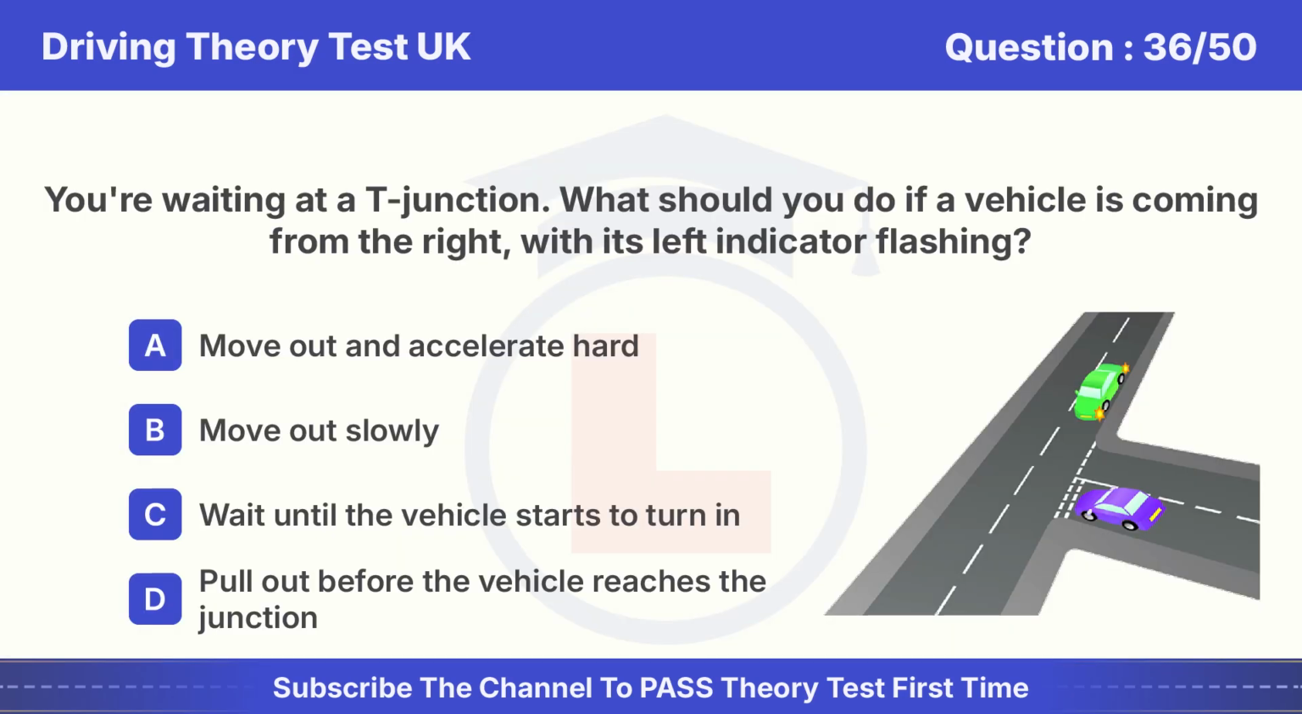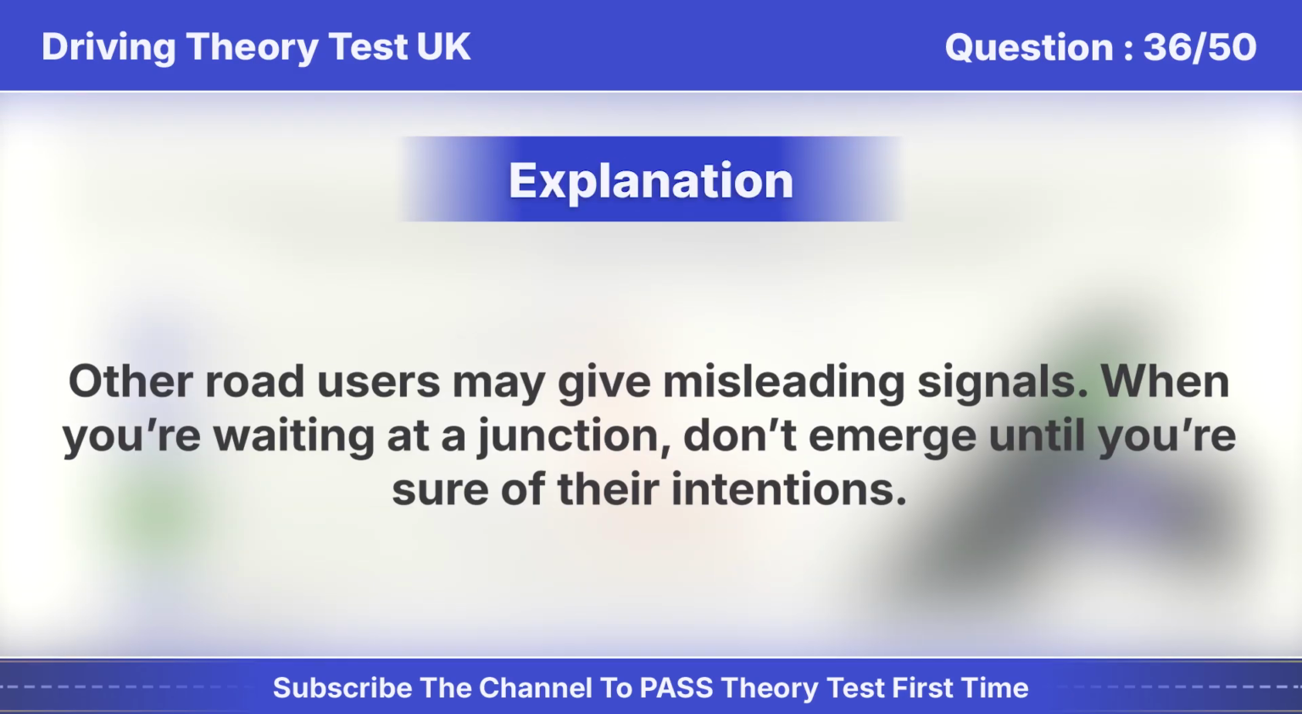Question 36. You're waiting at a T-junction. What should you do if a vehicle is coming from the right, with its left indicator flashing? Answer is C. Wait until the vehicle starts to turn in. Other road users may give misleading signals. When you're waiting at a junction, don't emerge until you're sure of their intentions.